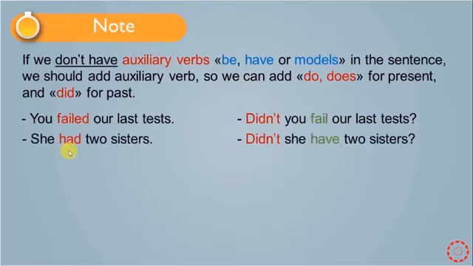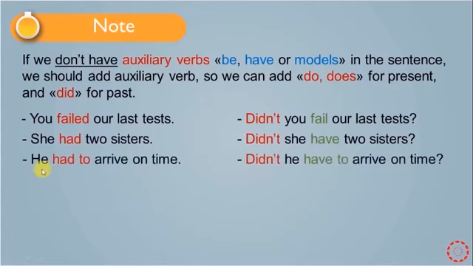In the second example also we have the main verb here, had. Had here is not the verb to have, it's not a modal, it's the main verb, which is had, and also the sentence is past. That's why we say she had two sisters, and the negative question will be, didn't she have two sisters?